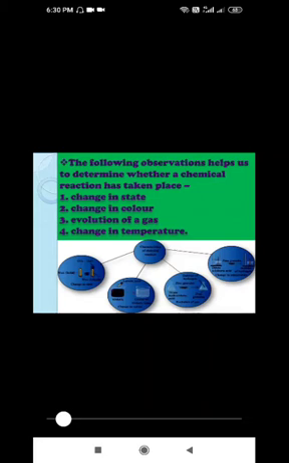Second, you can see there is a change in color. I have not given an example yet, but if you remember, in your seventh standard you had an activity where you keep an iron nail in the copper sulfate solution. What was the color of the copper sulfate? Blue. So the blue color of the copper sulfate will change into green.